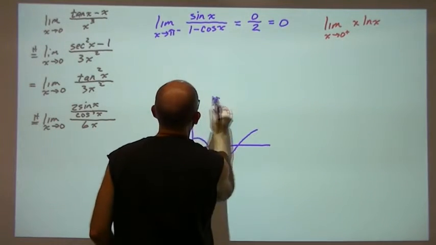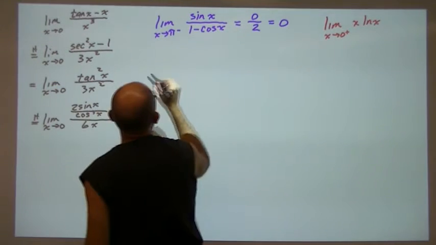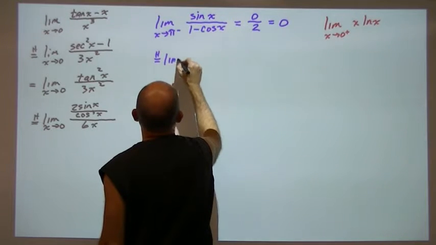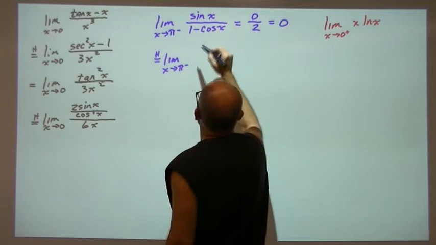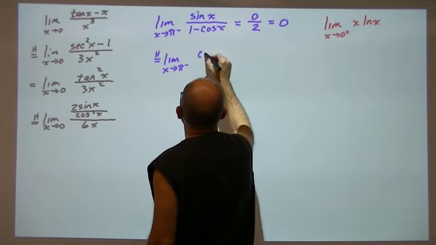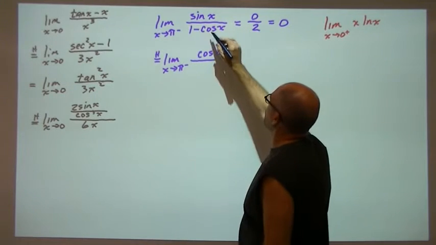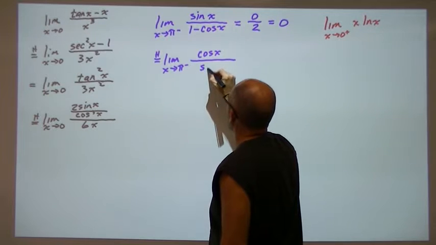So what we're going to do is say, okay, take the derivative of the top and the derivative of the bottom. So the derivative of sine is cosine, the derivative of 1 is 0, and the derivative of cosine is negative sine, so we have a minus a negative sine, so we have a plus sign.